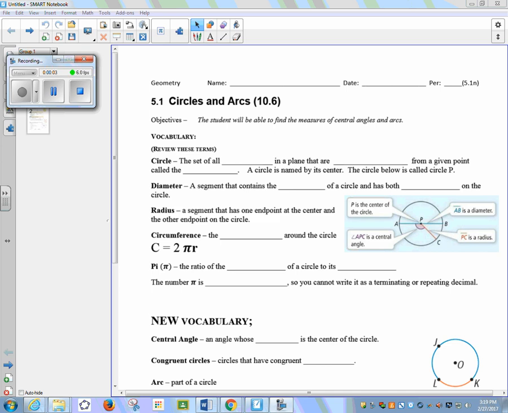Hello, we are going to learn about circles and arcs and the parts of circles. Some of this you've learned before, some of this is going to be a little bit new. So let's get started with the vocabulary that you might be familiar with.